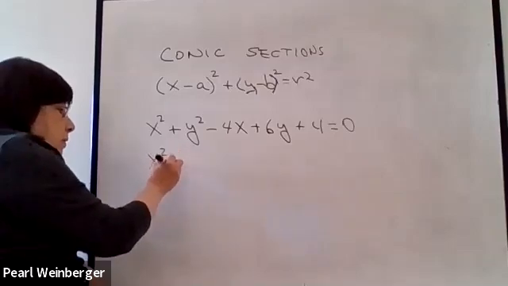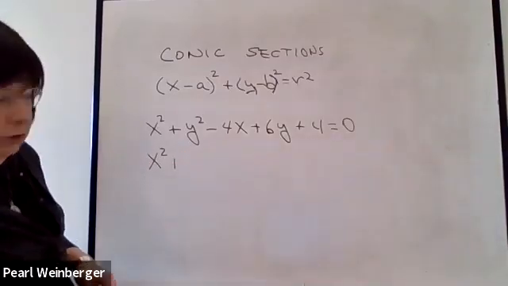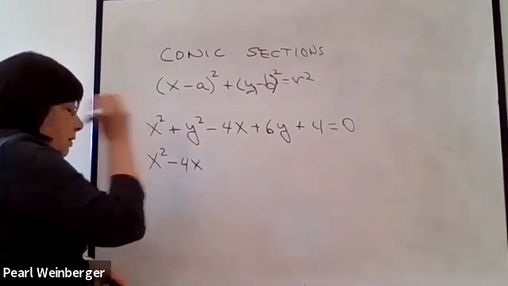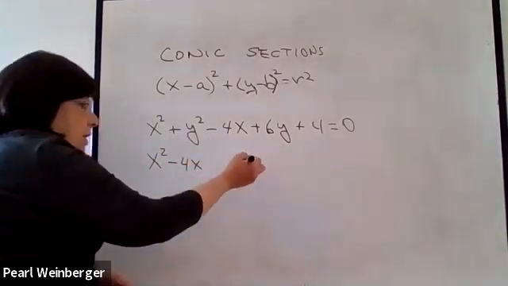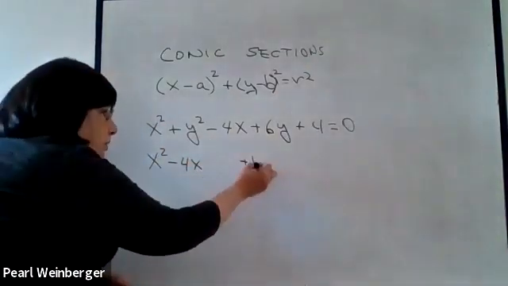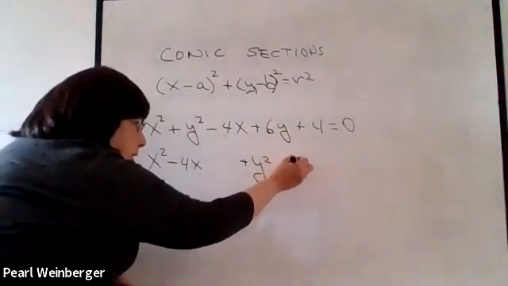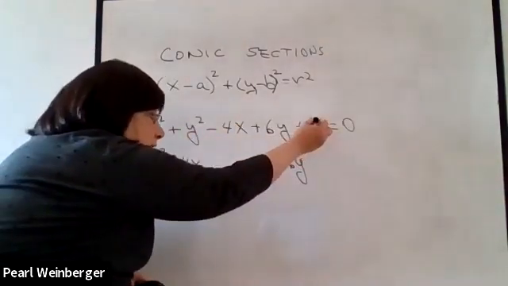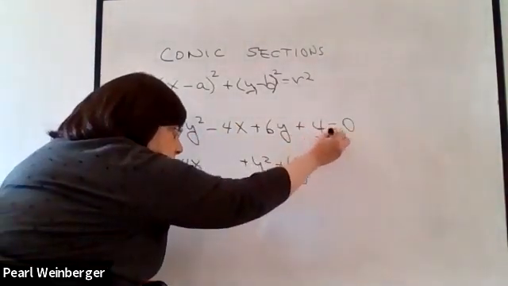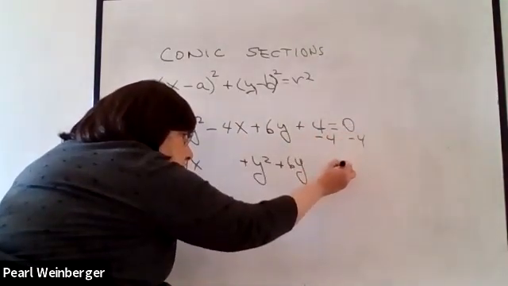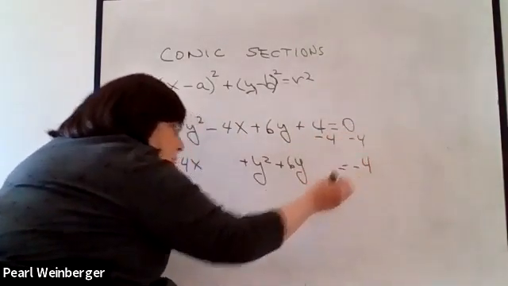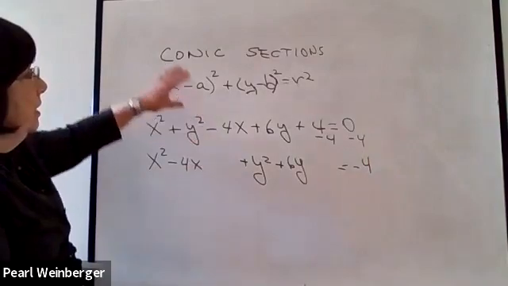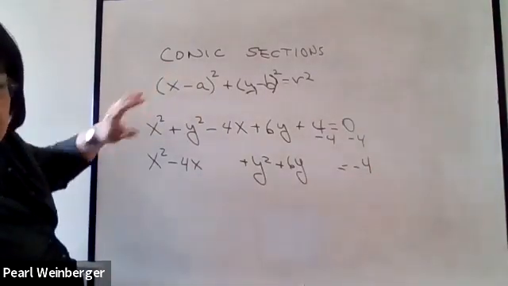So we have x squared minus 4x, and leave a space. Then we put the y terms together. So we have y squared plus 6y, and leave a space. And then I have this 4 that doesn't have any x or y next to it, so I have to get it to the other side. So that's going to equal -4. So I set it up so I can use completing the square to get it into the standard form.